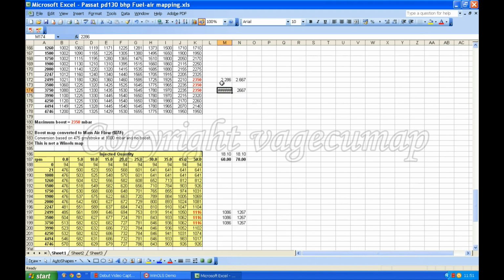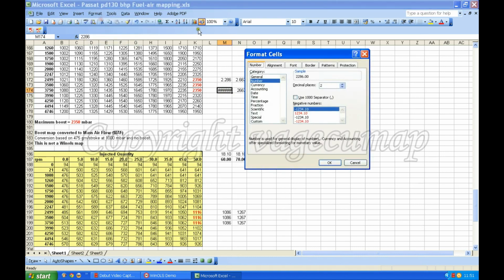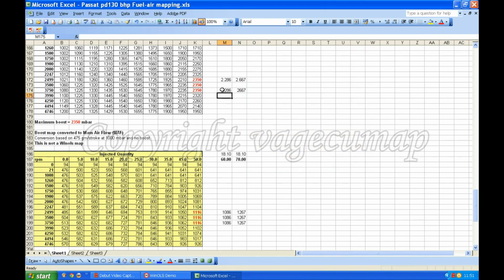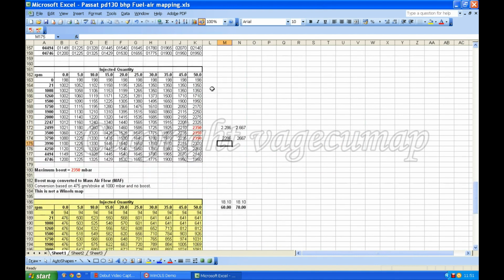And again, it doesn't like the formatting. I hate this sometimes when the formatting doesn't match what you want to do. I want that one to be no decimal points, but there we go. Okay, right, we finally got somewhere with it making sense, and that column there is for 60 milligrams, and that column there is for 70 milligrams.